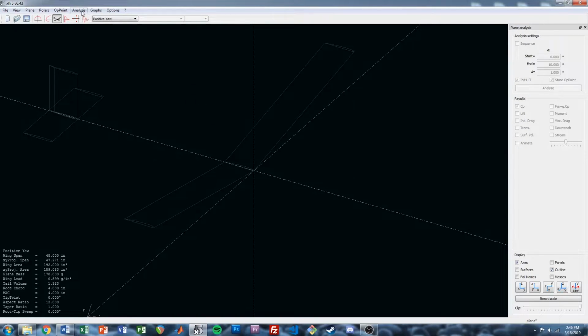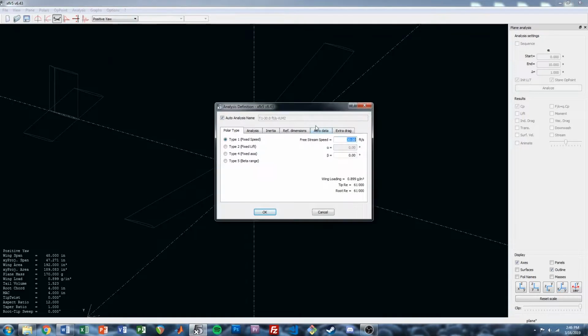So we can go to analysis, define an analysis, and this time we're going to do type 5, which is a beta range. This is going to be a beta sweep, and we want to do this beta sweep at the angle of attack that corresponds to our glide condition. For this particular design, that occurred around 4 degrees alpha, and I'm doing the 30 feet per second still. Under analysis, I'm going to go through these tabs, make sure everything looks right.